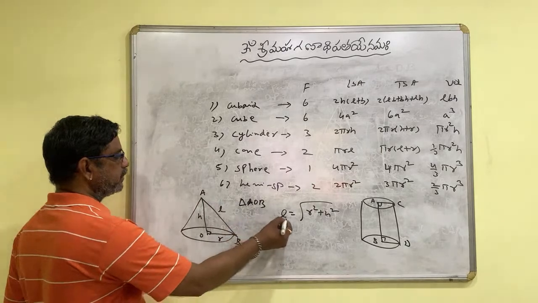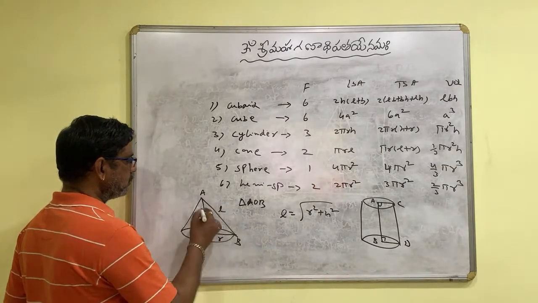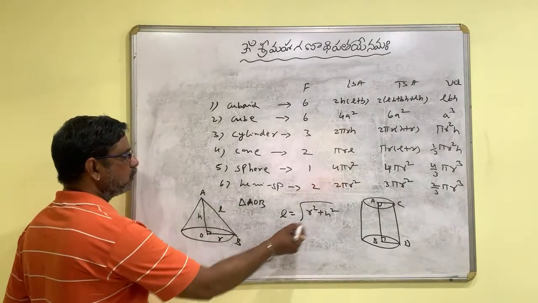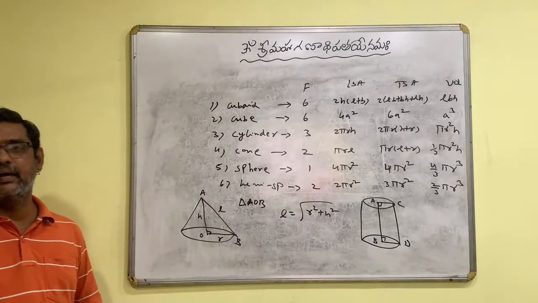AB is the hypotenuse. So L square is equal to R square plus H square, then L is equal to root over R square plus H square.